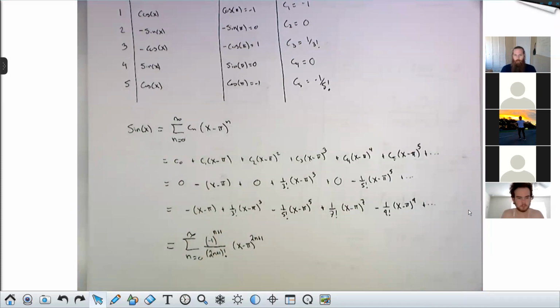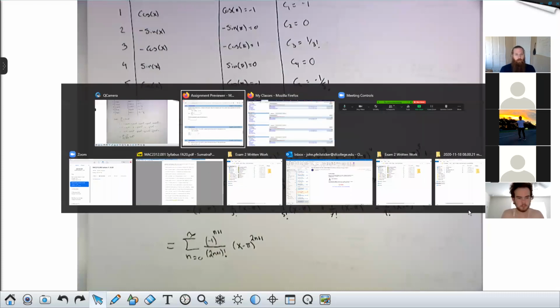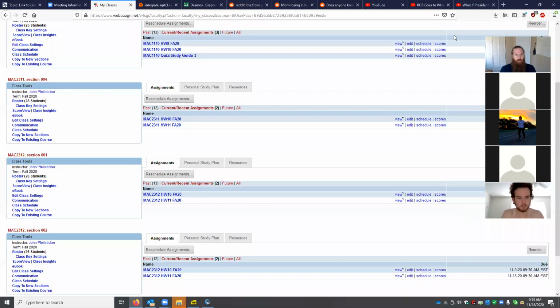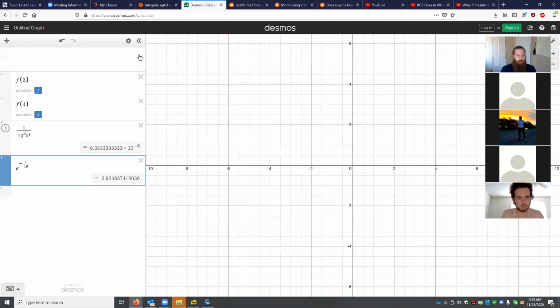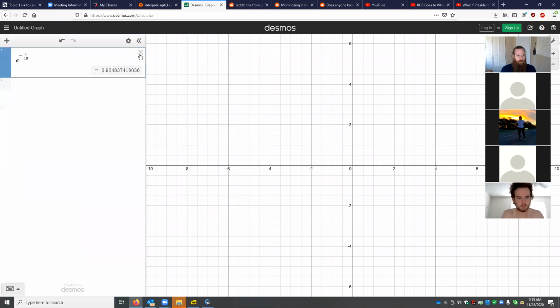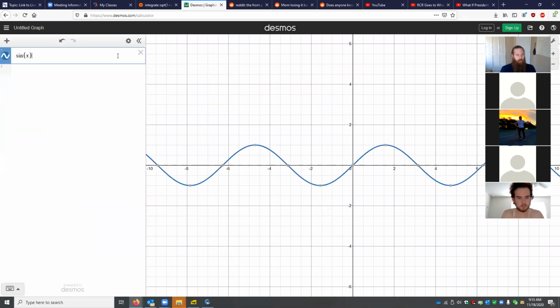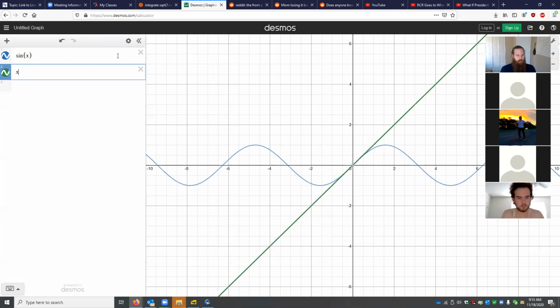Questions on this one? I think it might be illustrative to look at the first few partial sums of this and compare that to the first few partial sums of the Maclaurin series. So let me clear some of these out. So here's sine x.